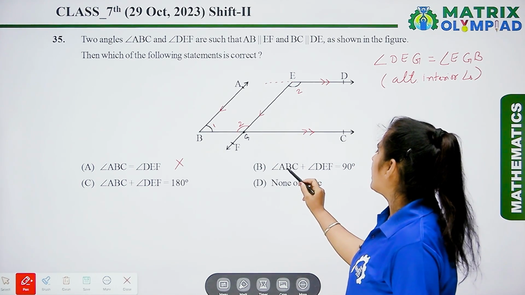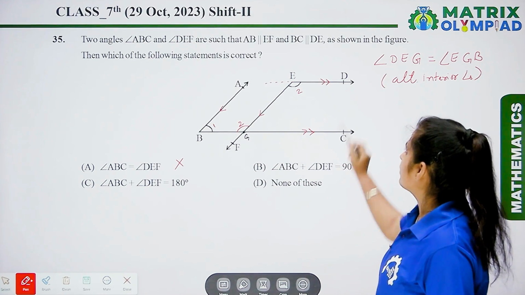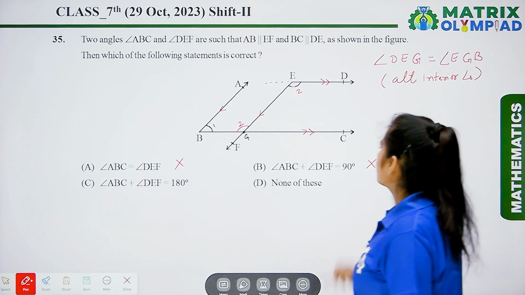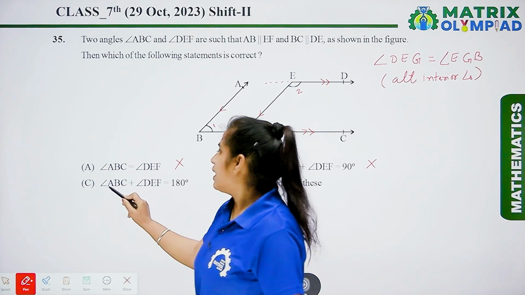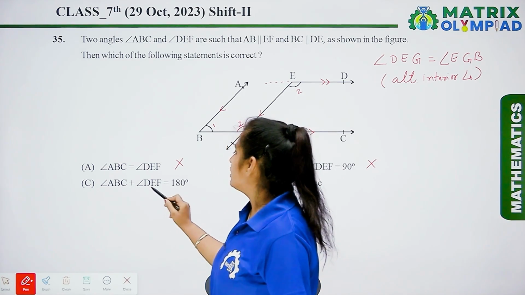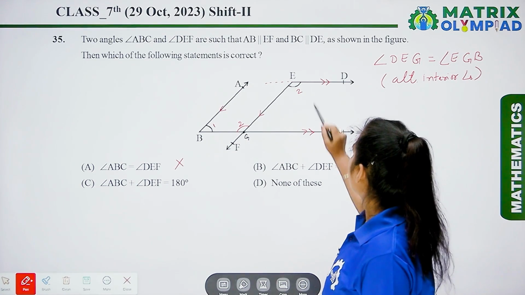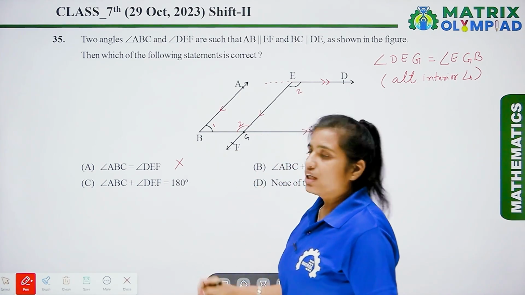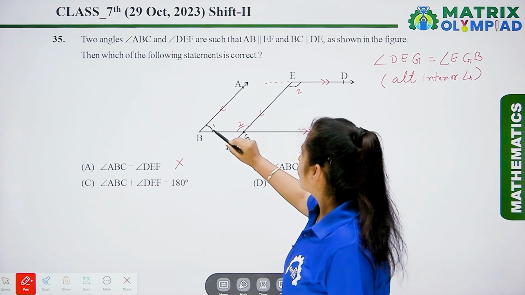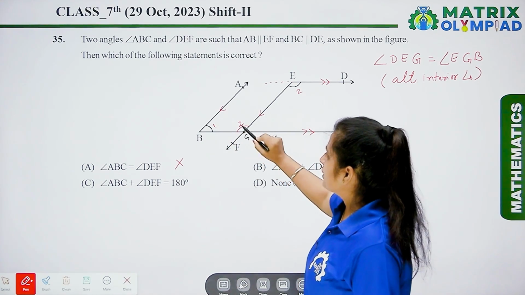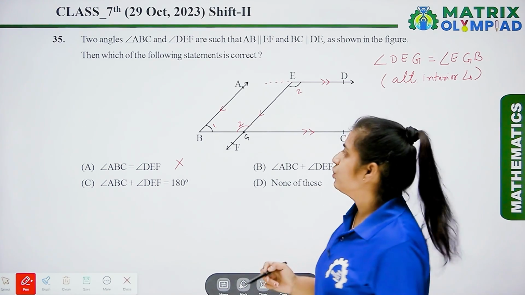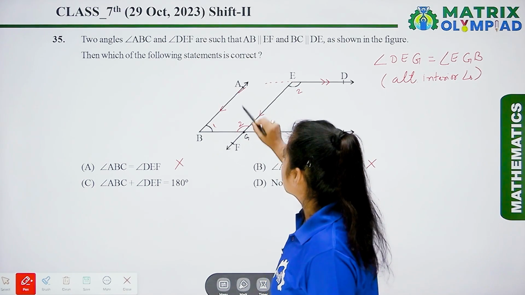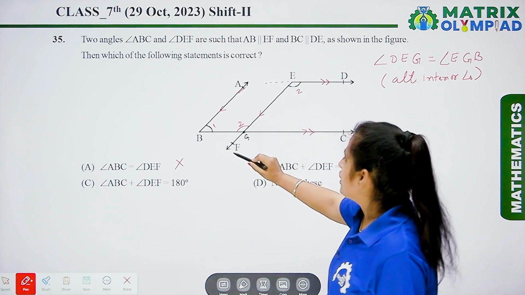Next we have angle ABC plus angle DEF is equal to 90 degrees. This statement is also not true. Next is angle ABC plus angle DEF is equal to 180 degrees. So here we have to find out whether angle 1 plus angle 2 is 180 or not. So here we can take the help of this parallel line concept. AB is parallel to EF.